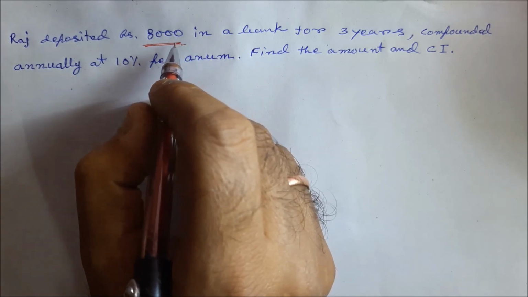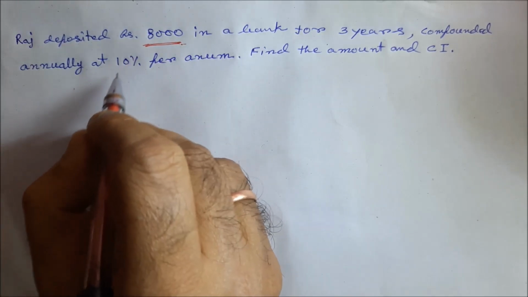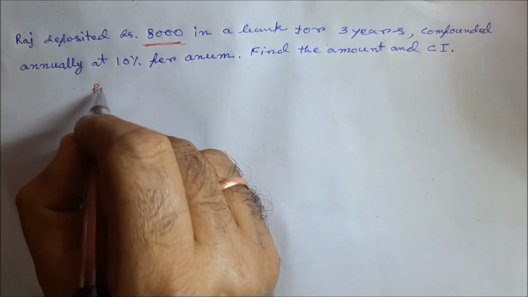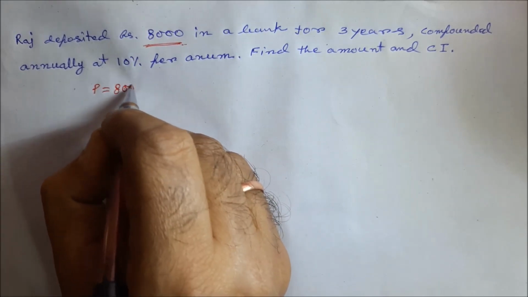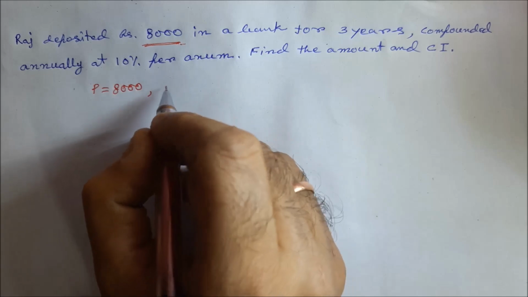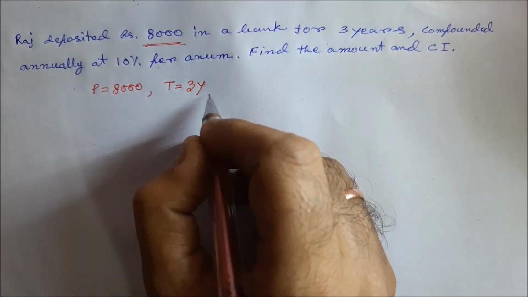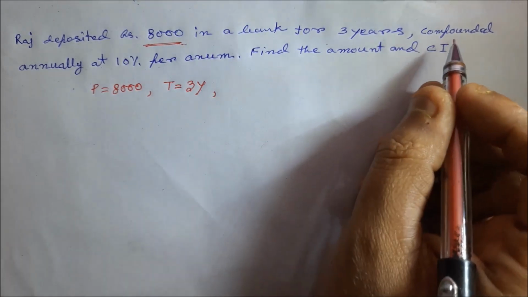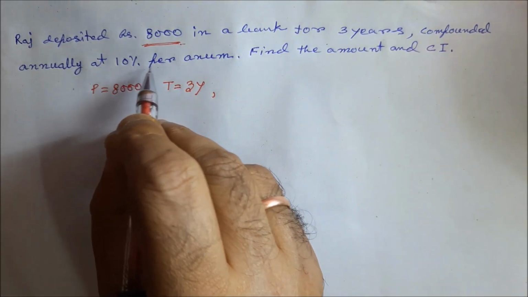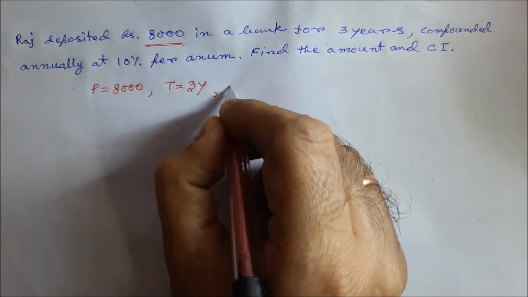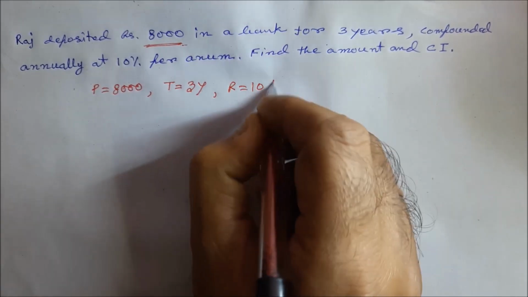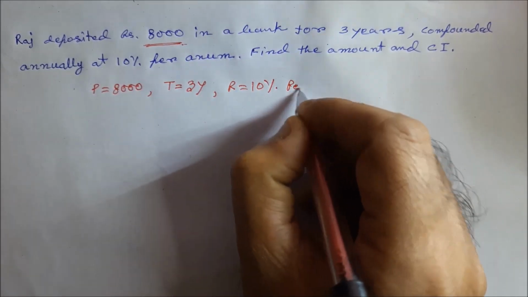So let me write it down. What is given in this particular question? P is equal to 8,000 rupees. For 3 years, so obviously this is the time. So T equals 3 years. And next, what they have given: compounded annually at 10% per annum. So rate is equal to 10% per annum.